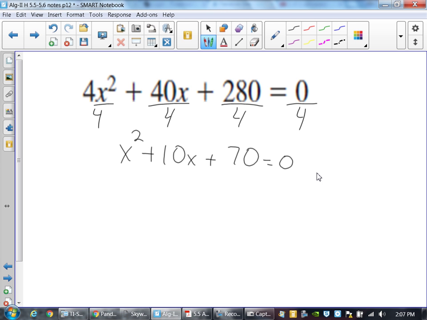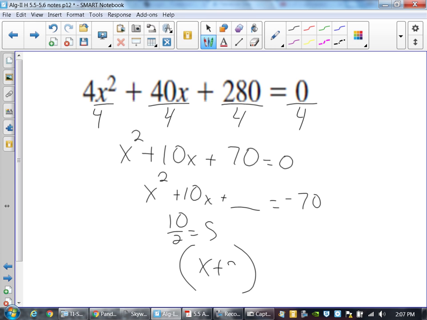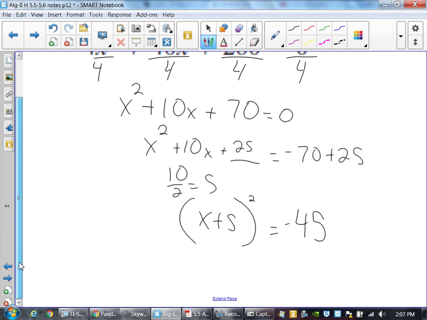All right. So your first step then, move C. What's half of 10? Goes in your parentheses. 5 squared is? Negative 70 and 25, I believe is, was it 45? Negative 45? And then the square root of negative 45, you might be able to know that one. 3 root 5, but 3i root 5, very good.